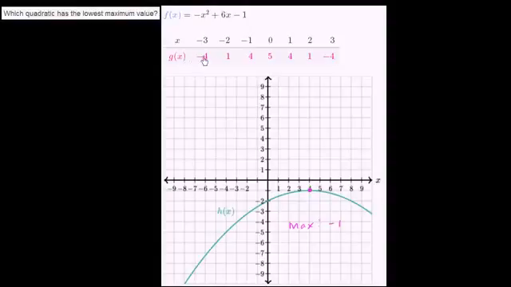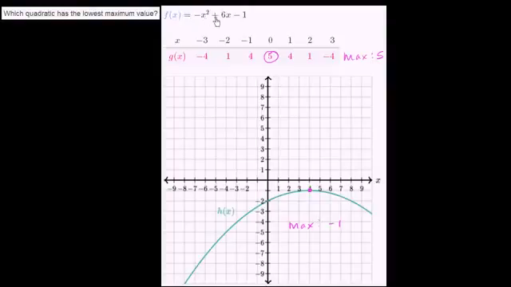Now, what's the maximum for g of x? They've given us some points here. Once again, we can just eyeball it and ask, what's the maximum value they gave us? Well, 5 is the largest value. It happens when x is equal to 0. G of 0 is 5. So the maximum value here is 5.